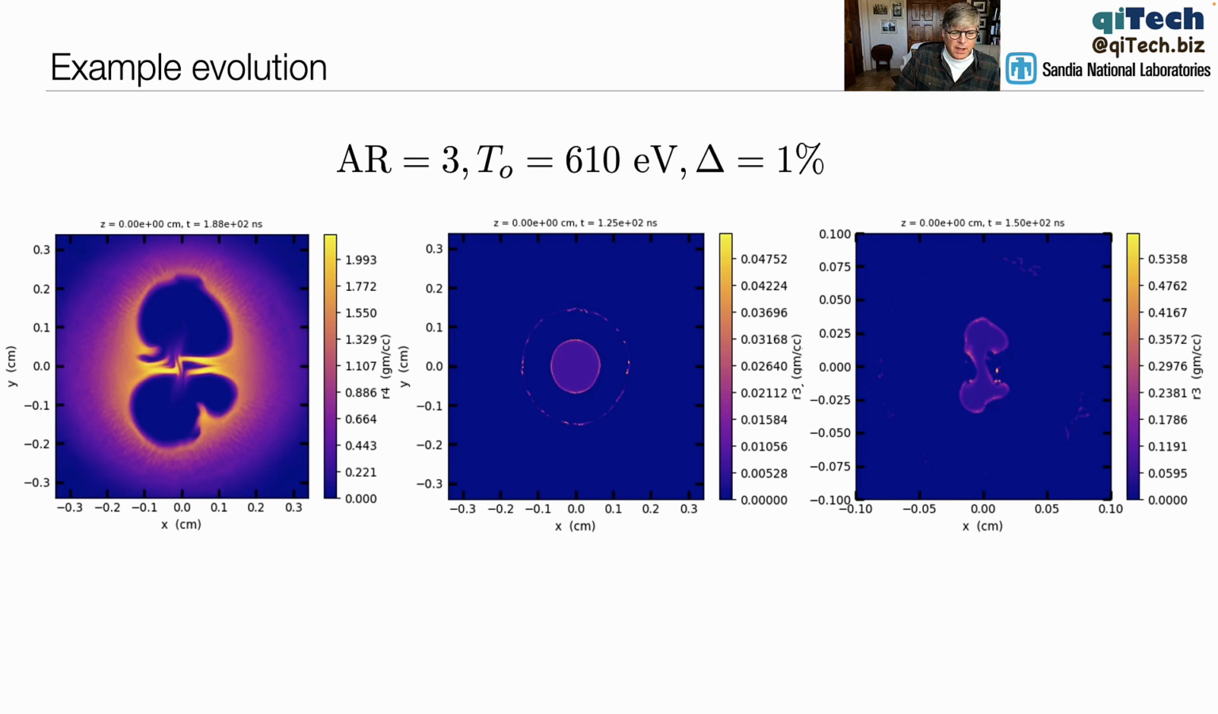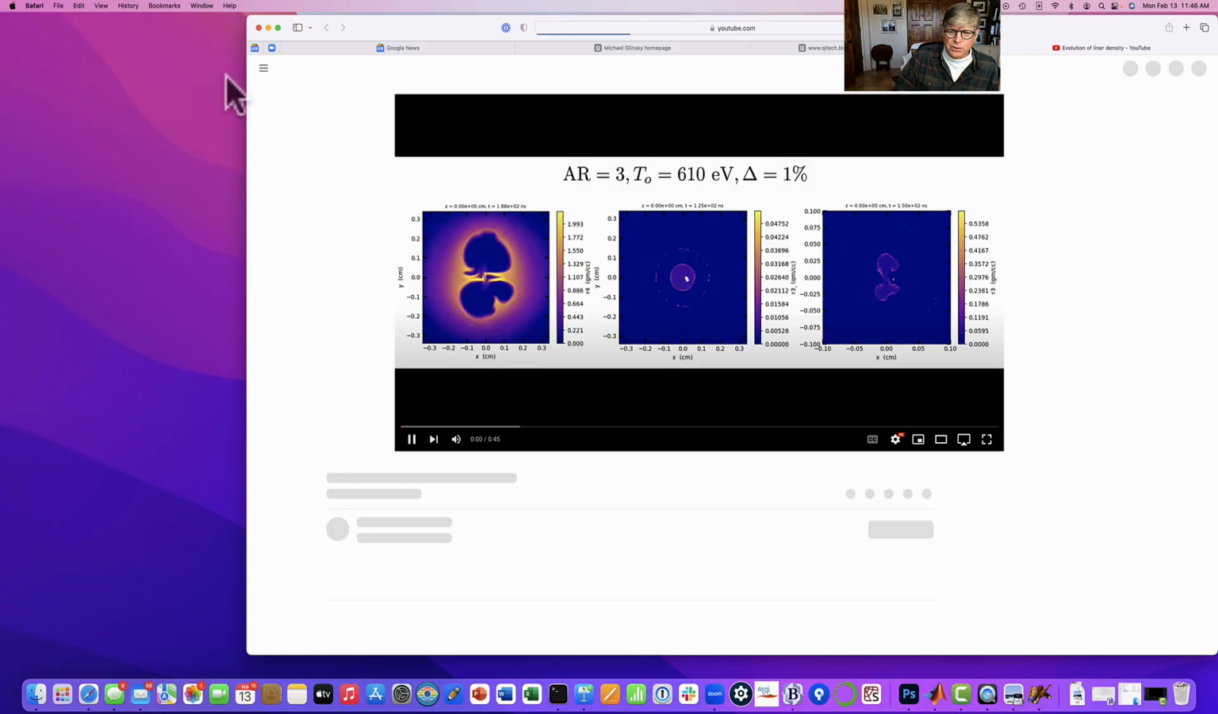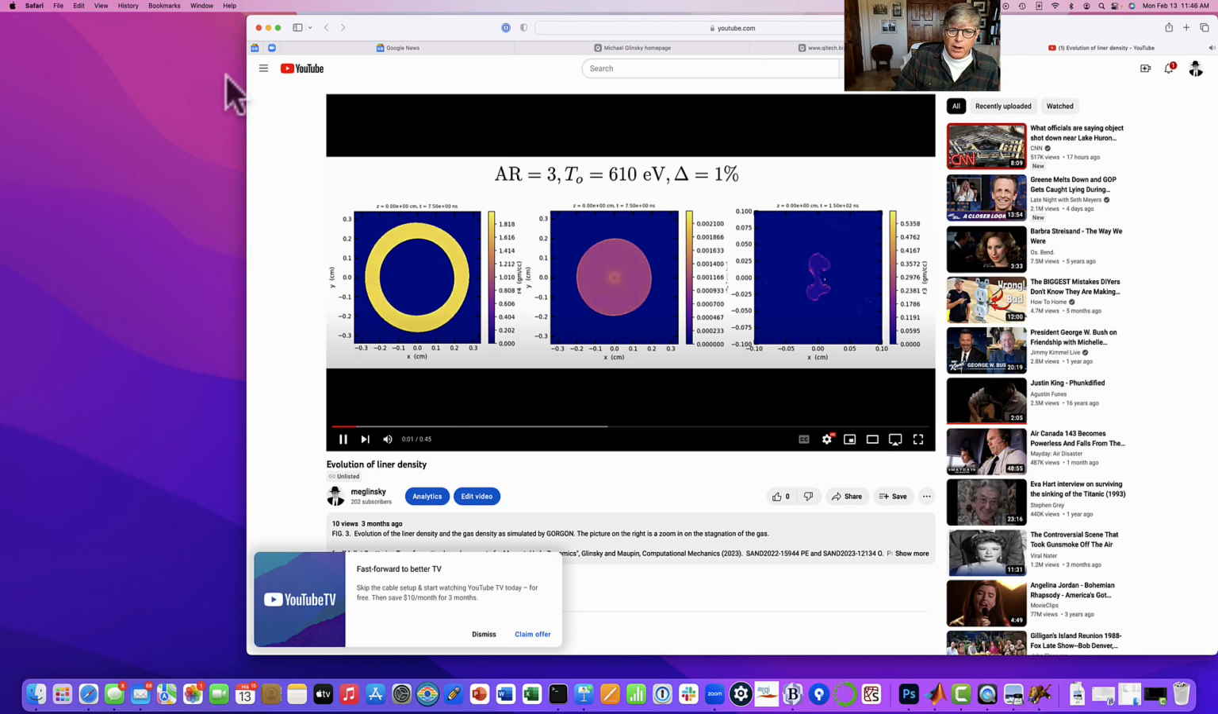This slide shows an example of the evolution of the liner on the left-hand side, the gas in the middle, and a blow-up of the gas on the right-hand side. If you're looking at a PDF of this presentation, you only need to click on the title of this slide to take you to a YouTube video of the animation that I'm going to be showing you.